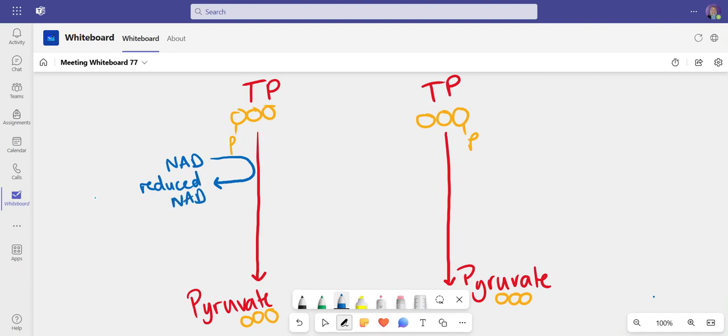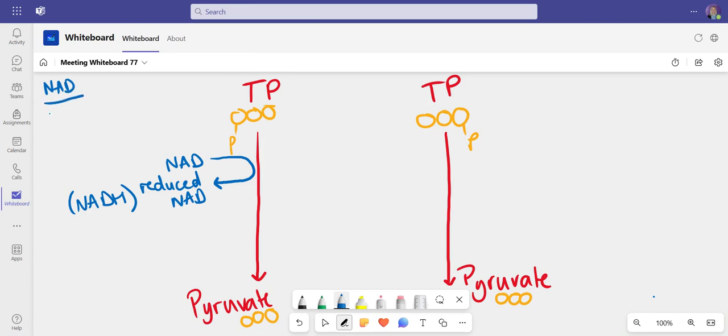Now you could call reduced NAD NADH, and it actually kind of makes more sense to call it NADH because it picks up a hydrogen. Okay, so triose phosphate donates hydrogens to NAD to produce reduced NAD or to produce NADH. Okay, now what you'll find as we go through respiration is that NAD is almost like a little hydrogen taxi. It carries hydrogen from the early stages of respiration to the later stages of respiration.